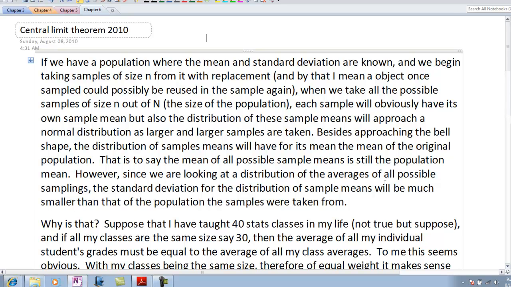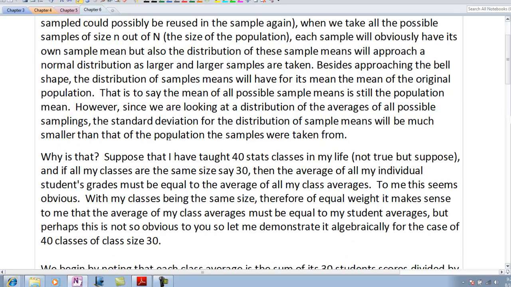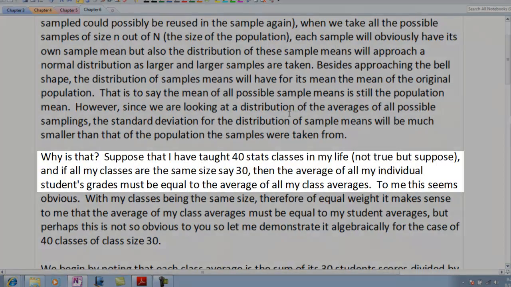Actually, it's kind of hard to catch on to what I'm saying there. So what I'm going to do is motivate this discussion by way of example. And this is the example I'm going to use. Why is it true that the mean of the sample means is equal to the mean of the population, but the standard deviation of the sample means is not?